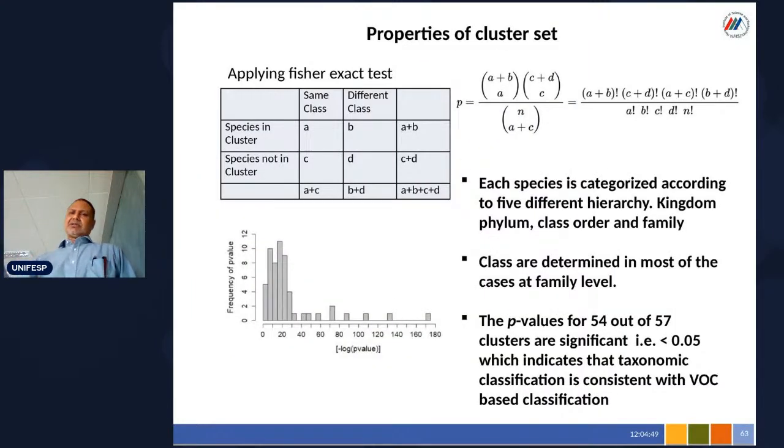And then for each cluster, how rich are they with similar family or similar genus species? We tried to find out a p-value for each cluster using Fisher's exact test. And as you can see from this, there are many clusters with very significant p-values. And I think out of 57 clusters we generated, p-values for 54 are less than 0.05. So this is a threshold usually statisticians consider as significant.